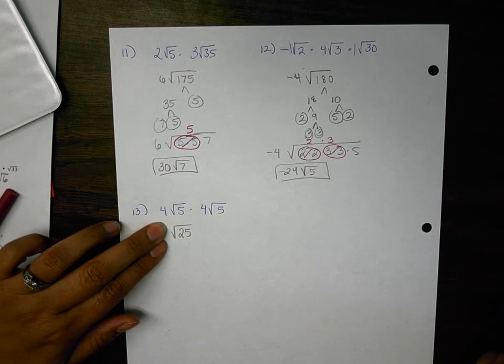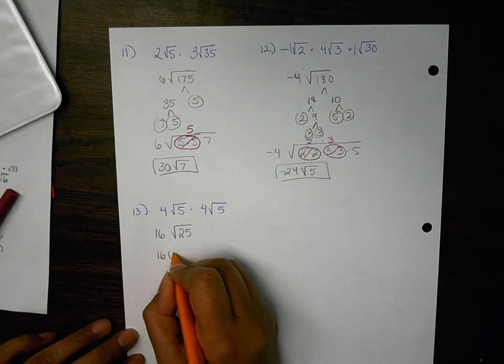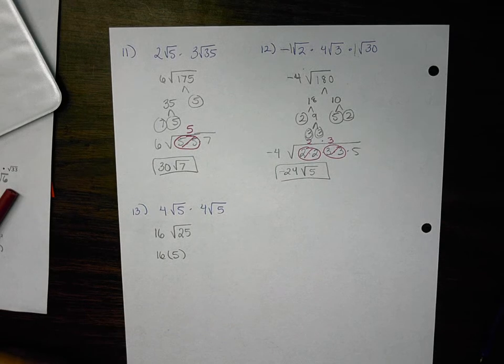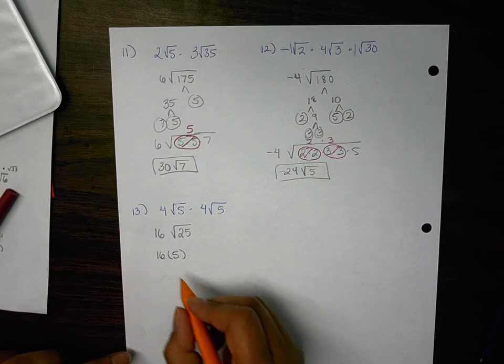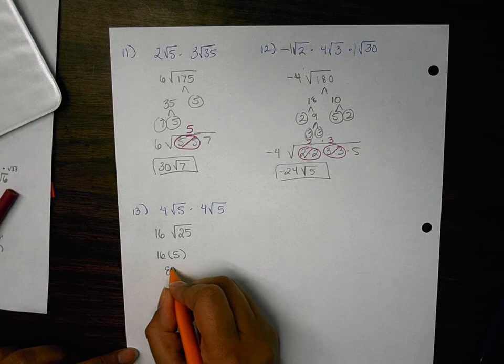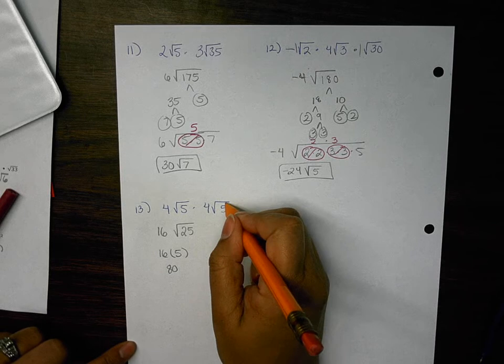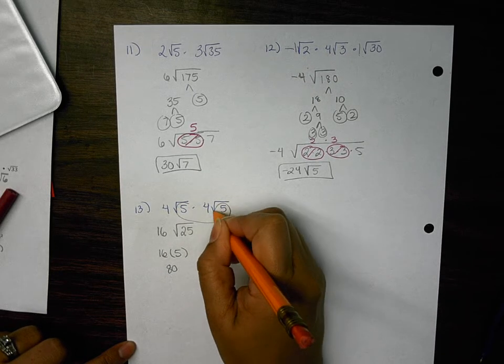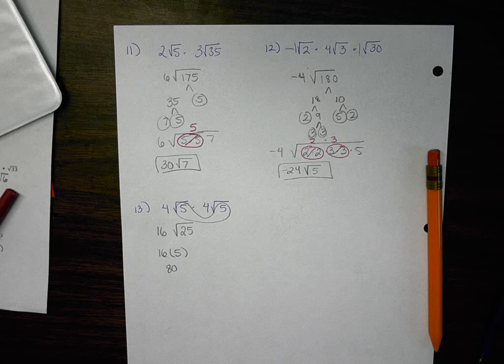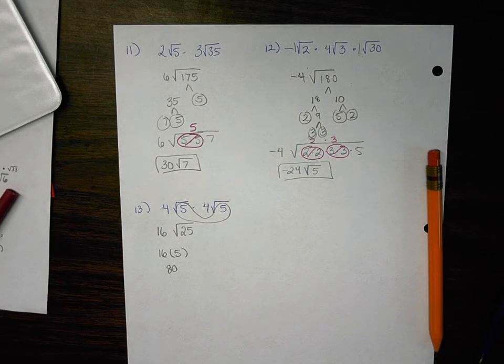5. So I'm left with 16 times 5. And what's 16 times 5? 80. Okay. Do you guys agree that right here, when I multiply these two together, that 5 and 5 is going to be a pair and is going to come out as just 5? Yes or no? So, I'm hoping eventually you can recognize that we can skip that step and say 4 times 4 is 16 and root 5 times root 5 is just 5 because it has a pair. Can you guys see that visually?